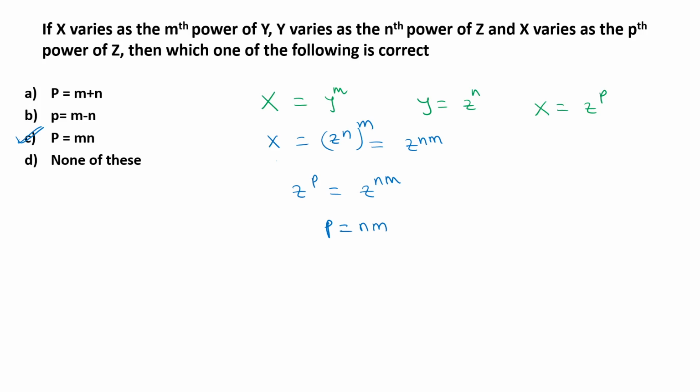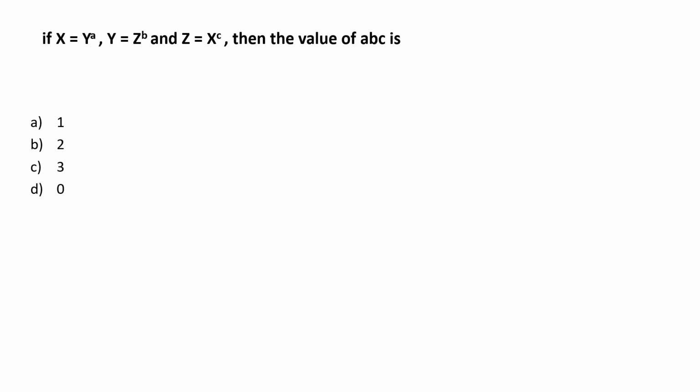Okay. Next one. If x equal to y power a, y equal to z power b, and z equal to x power c, then the value of abc is. Very simple question, and these types of questions are asked in the SSC examinations. x equal to y power a, and the y value is z power b. Just substitute the value of y as z power b. Then the value of x would be z power b whole power a, that is nothing but z power ab.